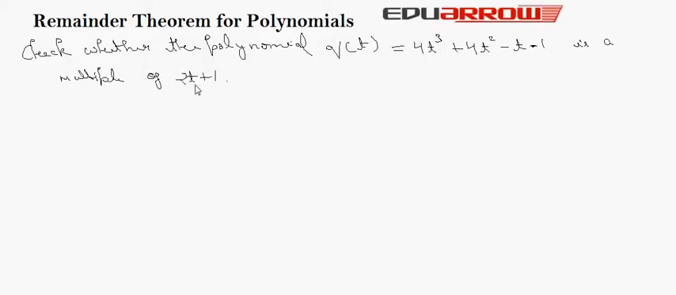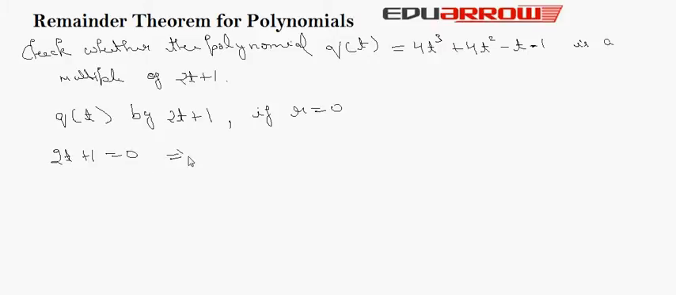So to check this, if we divide q(t) by 2t plus 1 and if the remainder is 0, then we can say that 4t cube plus 4t square minus t minus 1 is a multiple of 2t plus 1. So by taking 2t plus 1 is equal to 0, we get t is equal to minus 1 by 2.